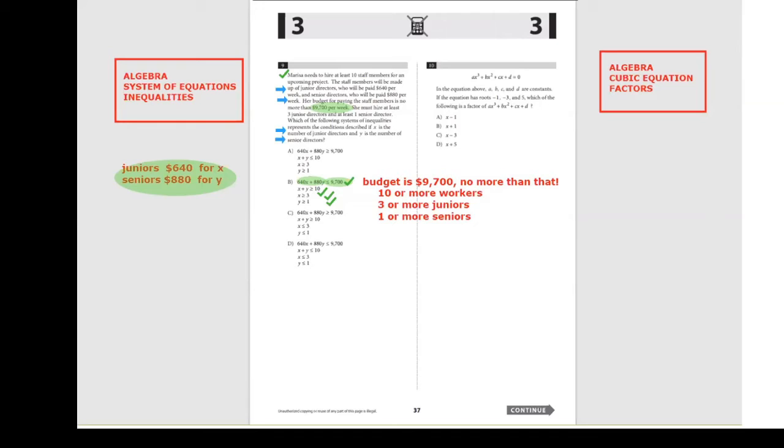Ethan, can you read number 10, a cubic equation? In the equation above, a, b, c, and d are constants. If the equation has roots -1, -3, and 5, which of the following is a factor of ax cubed plus bx squared plus cx plus d?